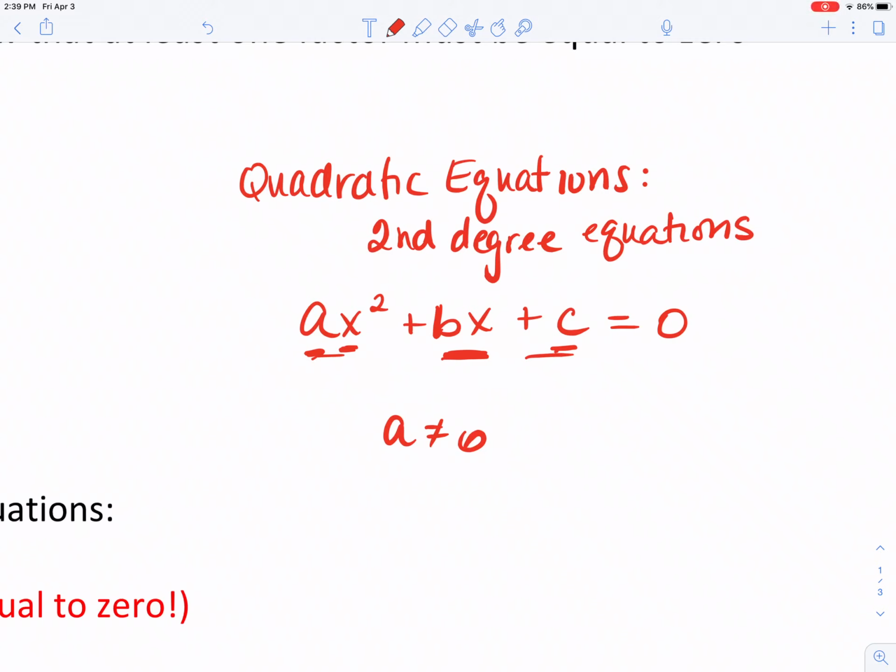Okay, I'm back. A, we say, cannot equal 0, because if A were equal to 0, this whole term would be 0 and it would no longer be a quadratic equation because you wouldn't have the squared term. However, B could be equal to 0 or C could be equal to 0, and you would have a binomial polynomial that just has two terms, or sorry, two terms or one term, as long as it has the squared term. Okay, so in order to be a quadratic equation, you have to have the x squared.